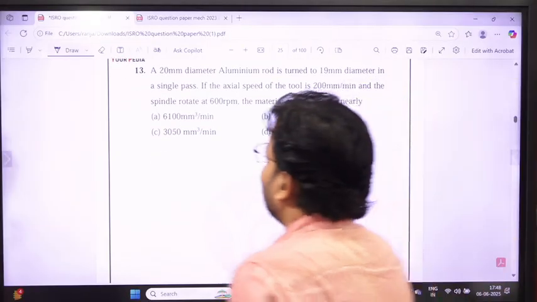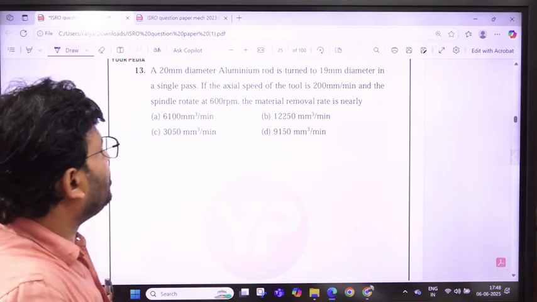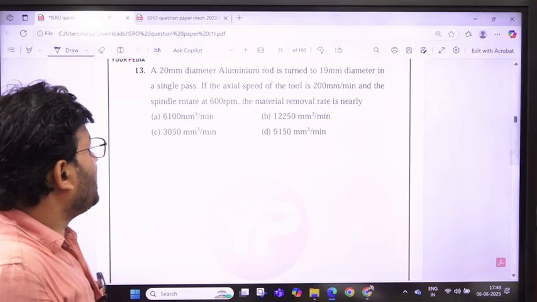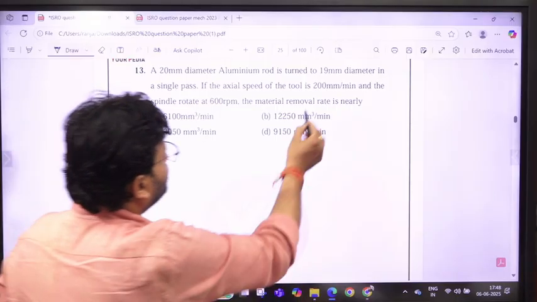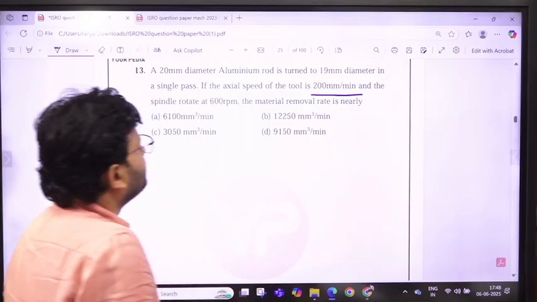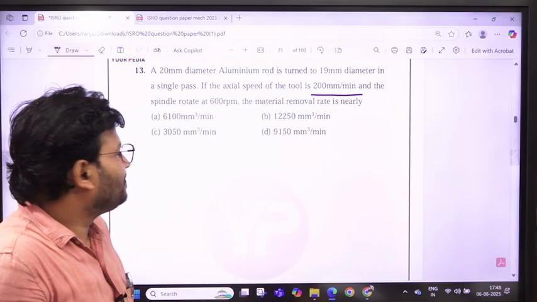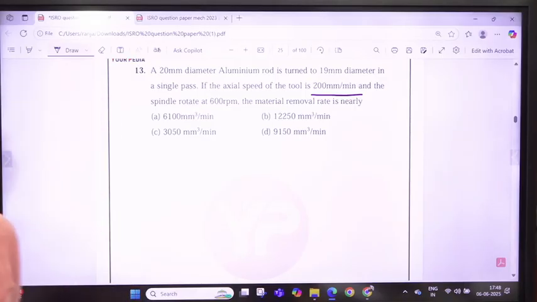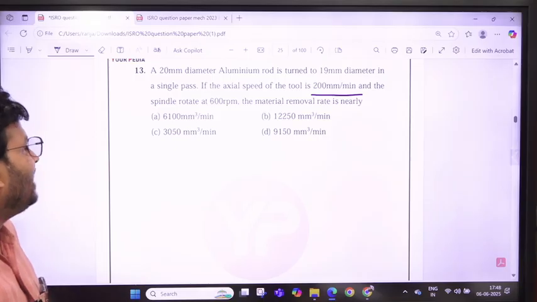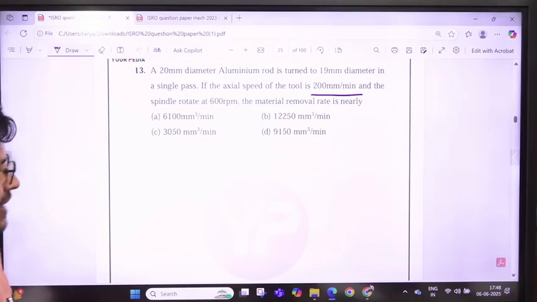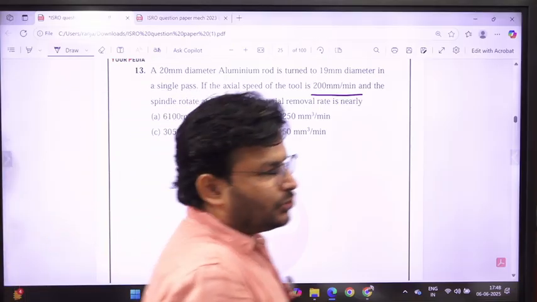Question is that a 20 mm diameter aluminum rod is turned to 19 mm diameter in a single pass. If the axial speed of the tool is 200 mm per minute, and the spindle rotates at 600 rpm, the material removal rate is nearly, and the options you have are 61,000 mm3 per minute, 12,250 mm3 per minute, 3050 mm3 per minute, 9150 mm3 per minute. That's the options you have, my dear friends.